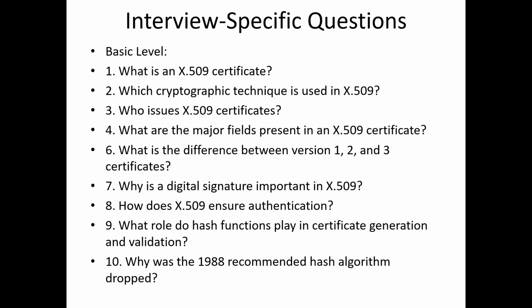Why was the 1988 recommended hash algorithm dropped? The 1988 recommendation included a hash algorithm that was later found to be insecure. It was dropped in the 1993 revision due to vulnerability to collision attacks, which could allow certificate forgery.